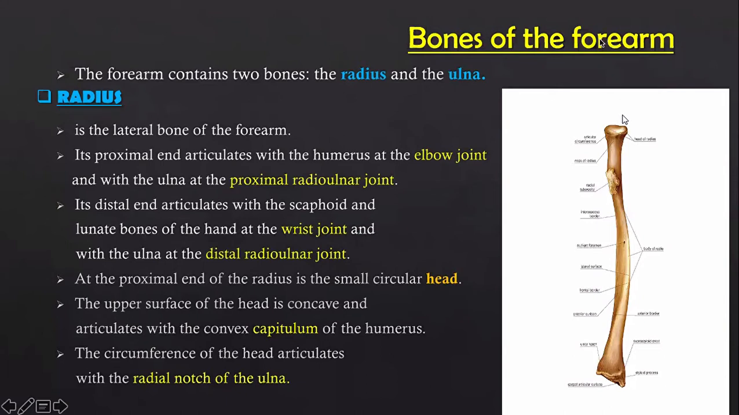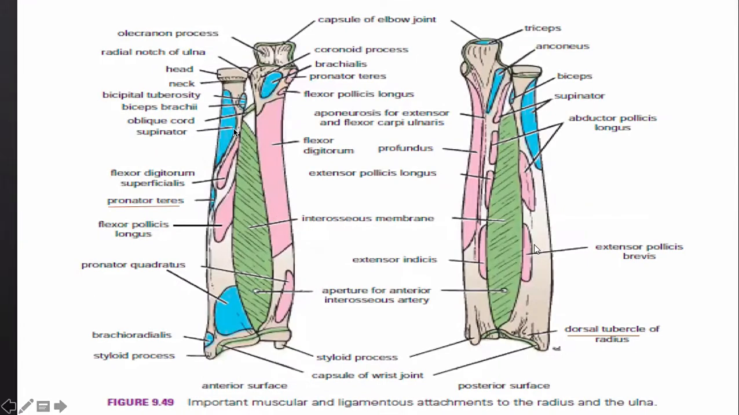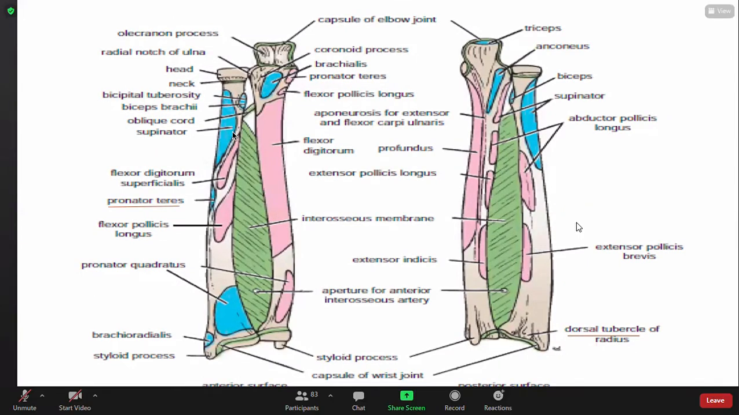The forearm contains two bones, the radius and the ulna. This is the radius. The radius is the lateral bone of the forearm. So, in the forearm, there are two bones. This is the radius. It is oriented laterally, and this is the ulna.